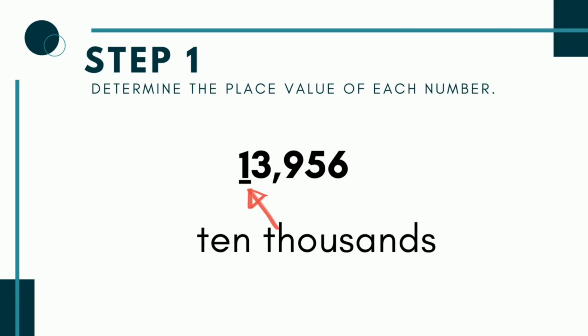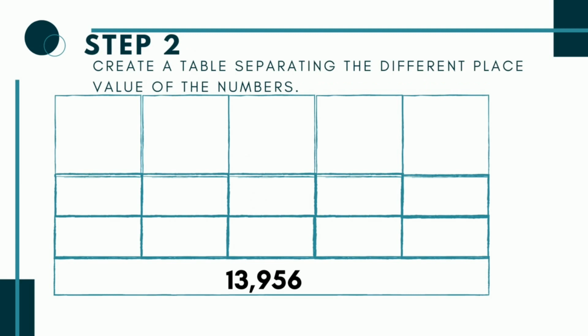Step 2. The number of digits will determine how many columns we will create. 13,956 has 5 digits. Therefore, we should have 5 columns. And put 4 rows to complete the table.